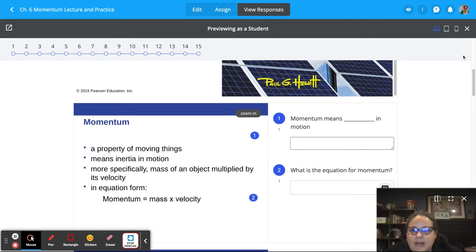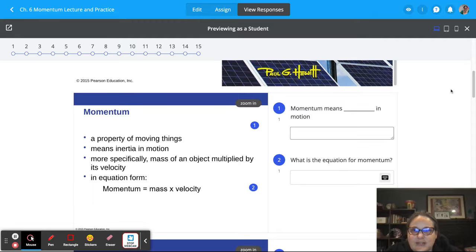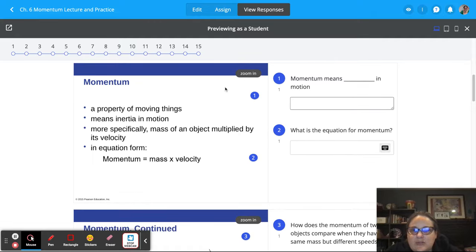All right, hello. This lecture will be on momentum and impulse, chapter 6. To start off with, momentum is a property of moving things. And in essence, it means inertia and motion. So something that has mass has inertia. And if that mass is moving, it has momentum.